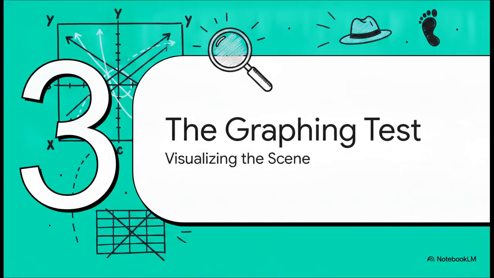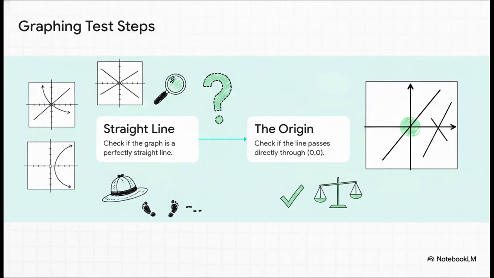All right, section 3, the graphing test. Tables are great, but sometimes we really need to visualize the scene of the crime using a coordinate plane. Graphing gives us a super simple, incredibly strict two-step visual test that every good detective needs to memorize. Step 1. When you plot your data points, do they form a perfectly straight line? A straight line shows a constant rate of change. But remember, listen closely to this. A straight line alone is not enough. You've got to proceed to step 2.